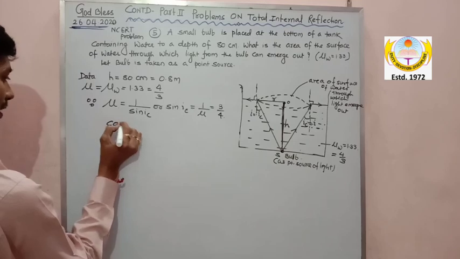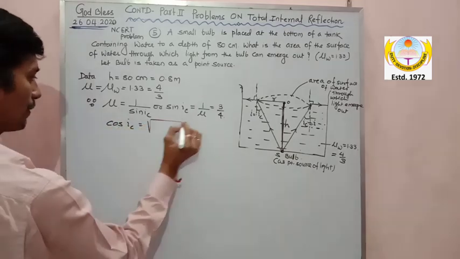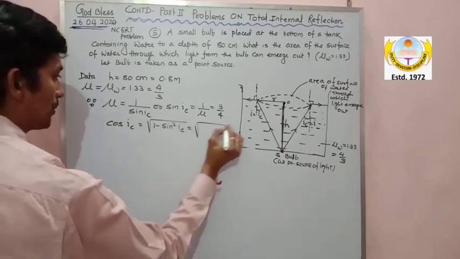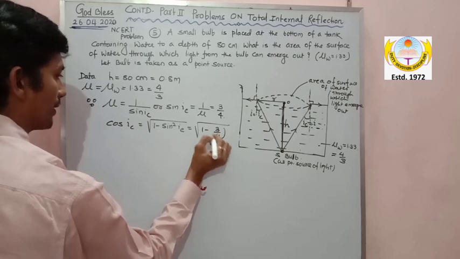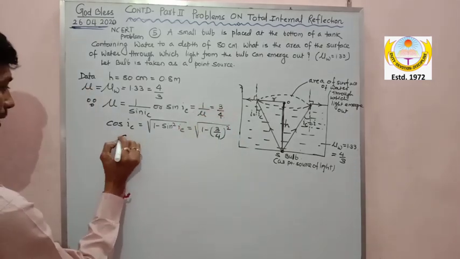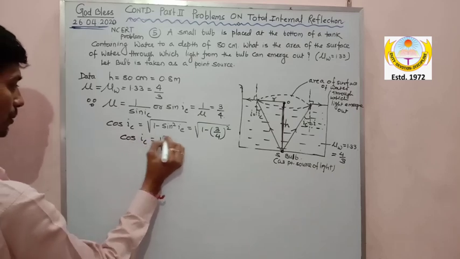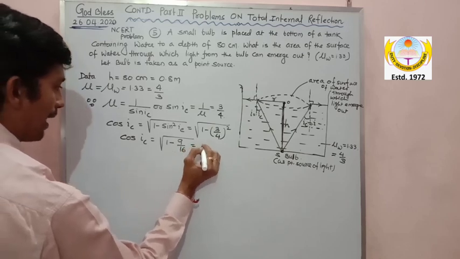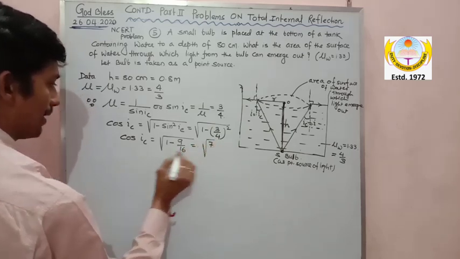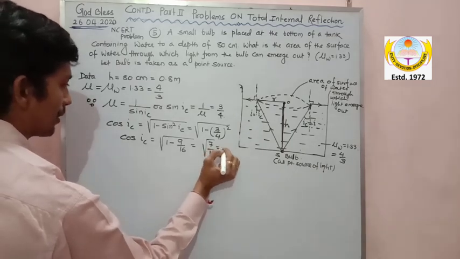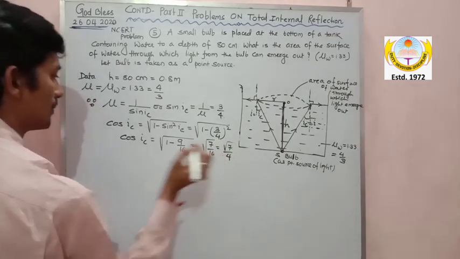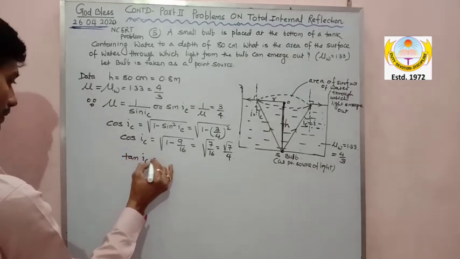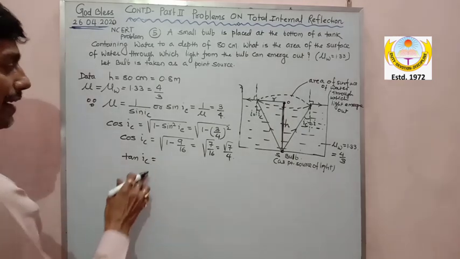Similarly, my dear, cos IC is under root of 1 minus sin square IC. That is nothing but under root of 1 minus 3 by 4 the whole square. So this will be cos IC is equal to under root of 1 minus 9 by 16, and it will go like this: root 7 by 16, and this will be root 7 by 4 for cos IC. What will be tan IC? Why I am finding tan IC, let me tell you.